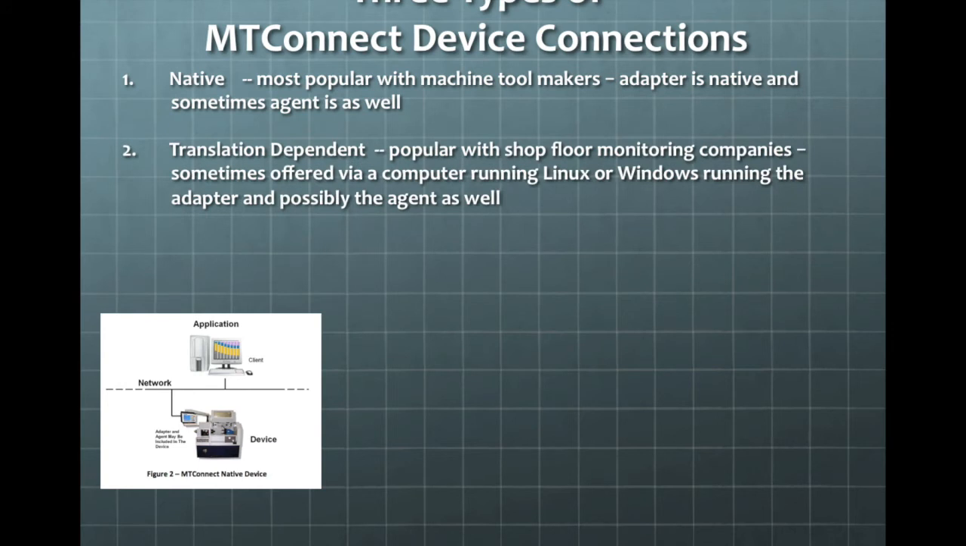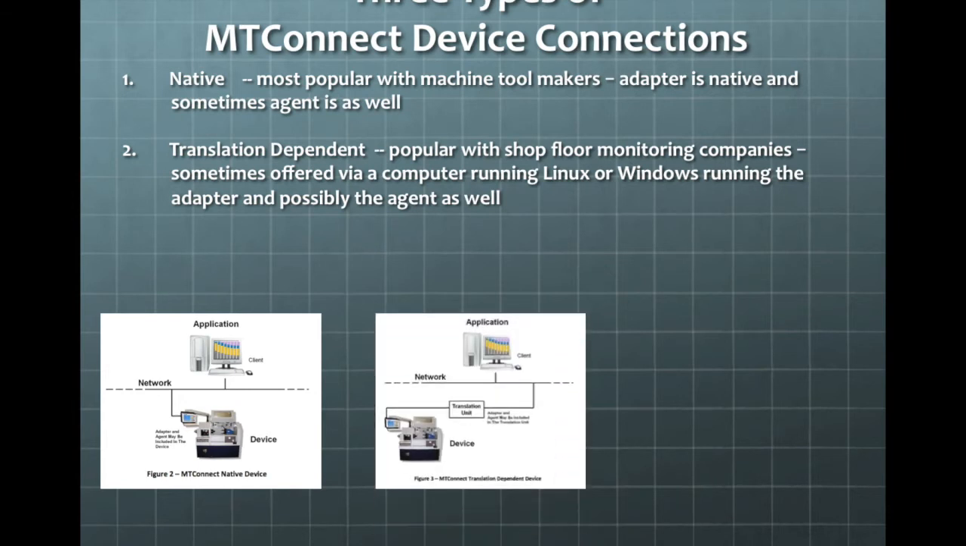Next is called translation dependent, and translation dependent is where there is a Linux or a Windows box that's running the adapter, possibly the agent as well, and it is speaking to a machine tool or a sensor that has an API, or an application programming interface, and it's speaking to it via software to retrieve information in a given protocol and then translate that eventually back into MTConnect. And that's where the name translation dependent comes from.